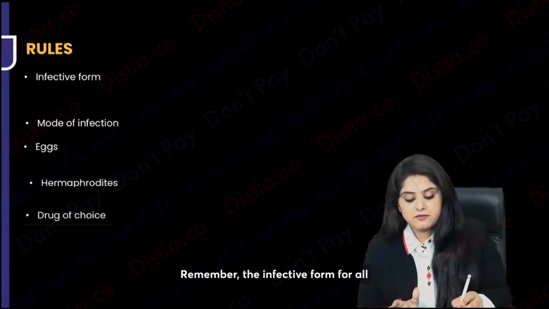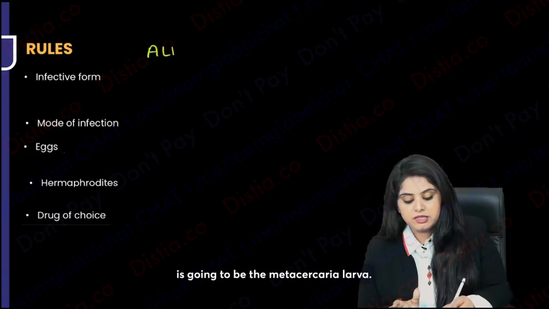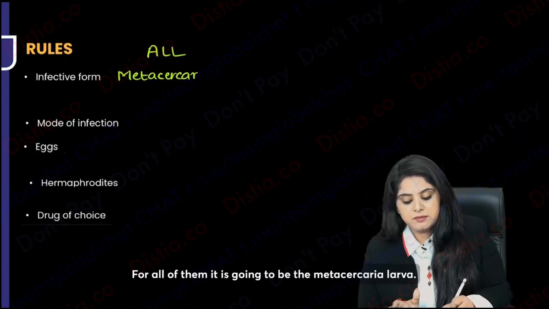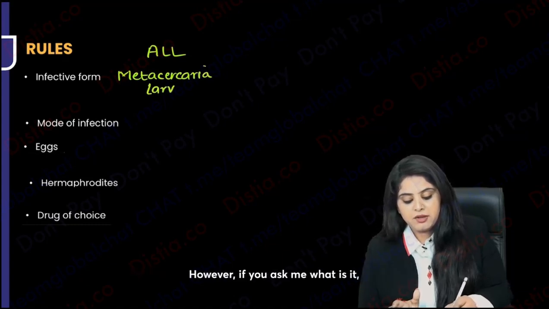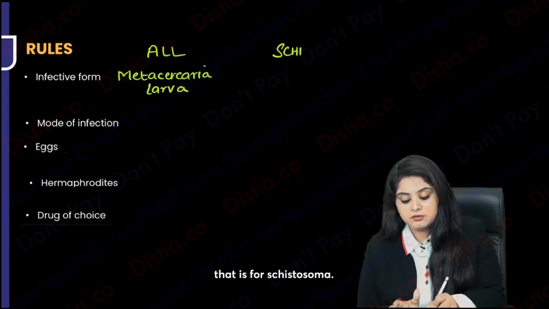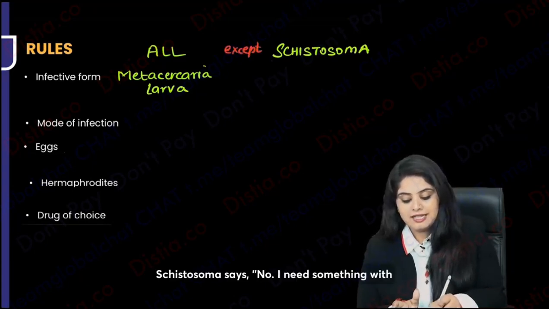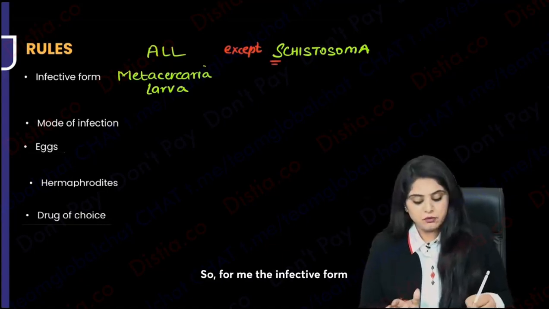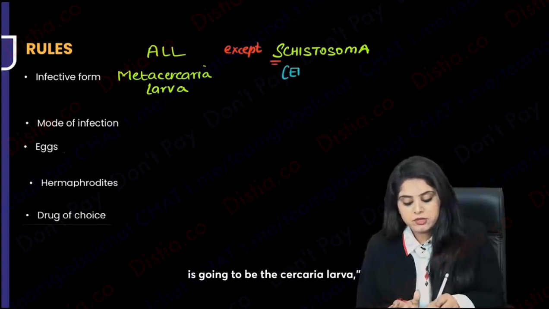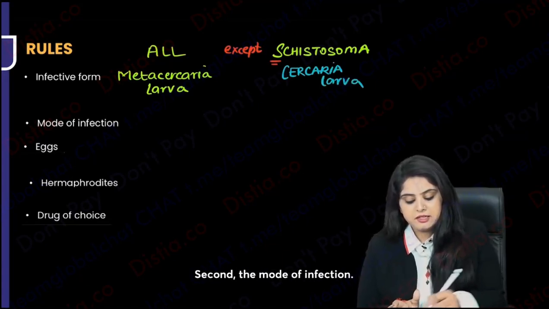Remember, the infective form for all is going to be the metacercaria larva. For all of them, it is the metacercaria larva. However, if you ask me what it is for Schistosoma, Schistosoma is going to be an exception all throughout. Schistosoma says, no, I need something with an S sound. So for me, the infective form is going to be the cercaria larva.